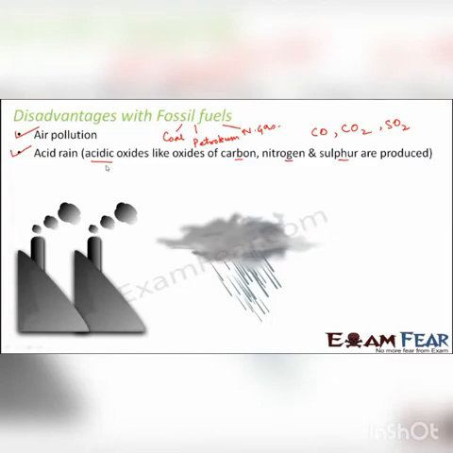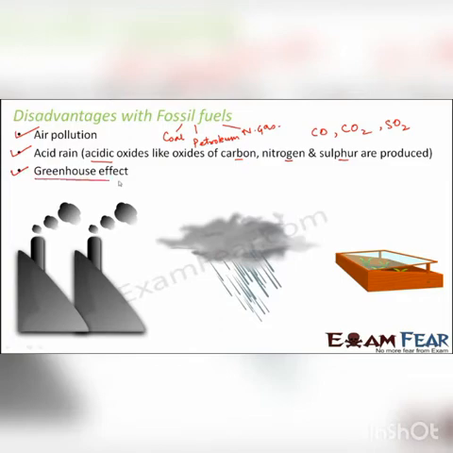So acid rain is also something which is not at all desirable. It also causes greenhouse effect. What is greenhouse effect? Greenhouse effect is that phenomenon in which the greenhouse gases, and what are the greenhouse gases? Carbon dioxide and methane. So these gases tend to absorb more and more infrared rays, and as a result, the overall temperature of the earth increases. So greenhouse effect actually results in global warming.